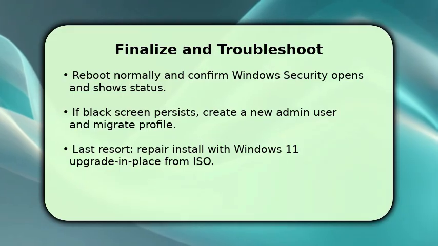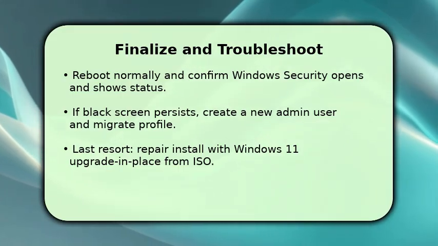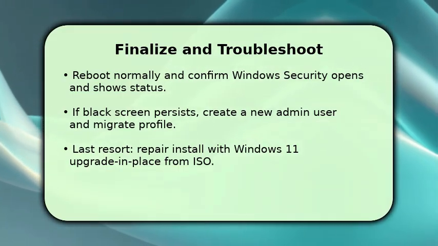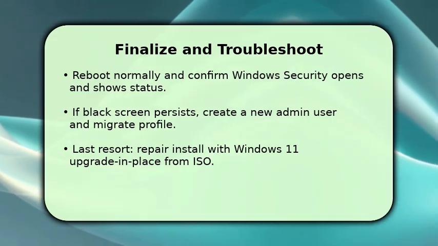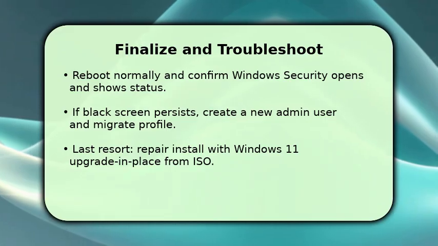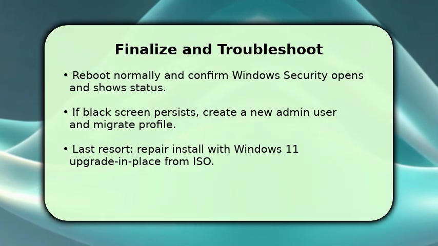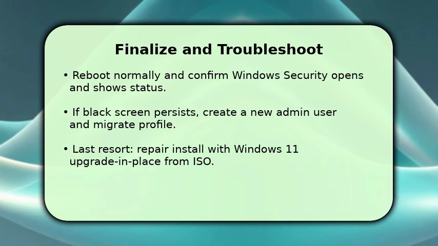As a last resort, perform an in-place repair install using a Windows 11 ISO to preserve apps and files while reinstalling system files. If something goes wrong, use safe mode to undo changes or restore a system restore point immediately.